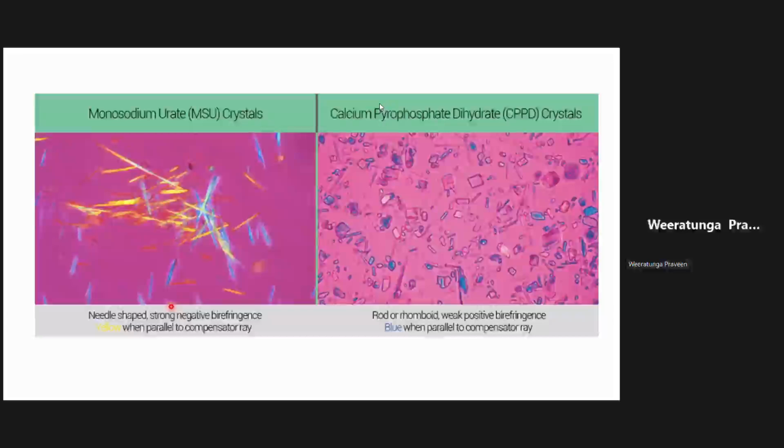Again, the typical monosodium urate crystals are negatively birefringent. The positively birefringent ones are calcium pyrophosphate crystals. The shape of the crystals is also very different. Gout has needle-shaped crystals, whereas here you get more rhomboid or rod-like crystals in calcium pyrophosphate dihydrate crystals, which are CPPD or pseudogout. Okay.